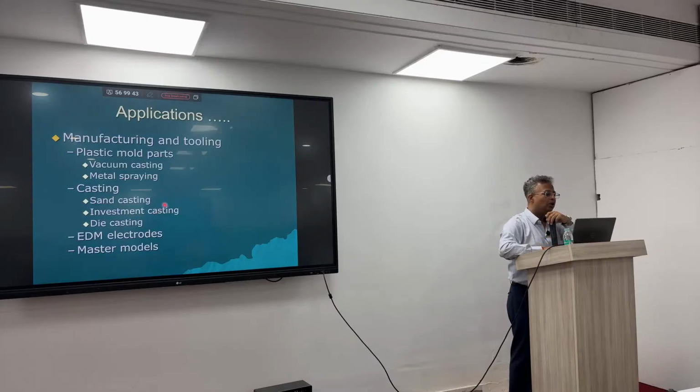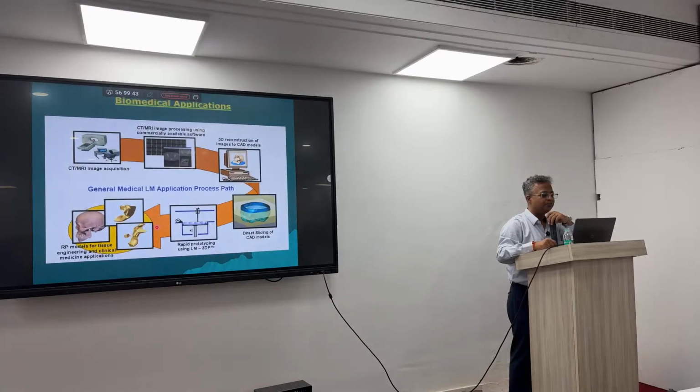But there were a lot of applications in manufacturing and tooling. So we can create vacuum casting molds, we can create metal spray, we can do investment casting, die casting, etc. So this is how in the field of manufacturing also we have a lot of applications. So this is the dimensional application slide. So how do things go?